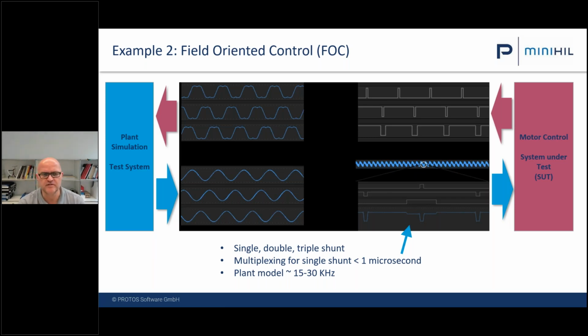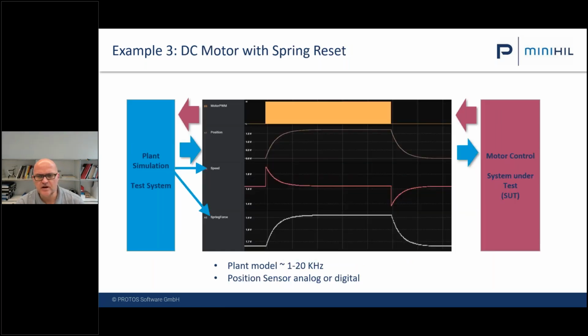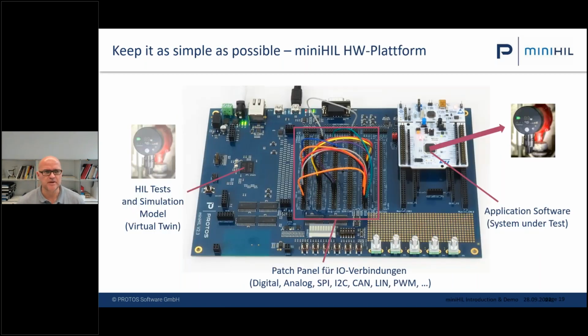That's a typical frequency. The third example I'm going to show you is a typical DC motor that controls position of something. For example, a position with a spring reset. The plant simulation usually runs between 1 and 20 kilohertz, sometimes a little bit slower. The position sensor in this case could be an analog value or a digital value, a decoder or something like that. So those are typical motor control systems you want to test maybe.